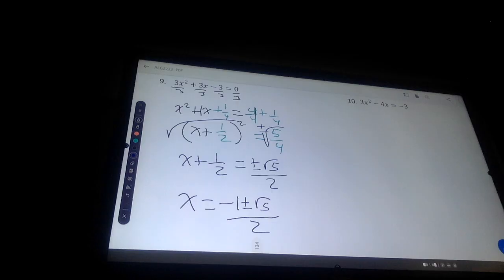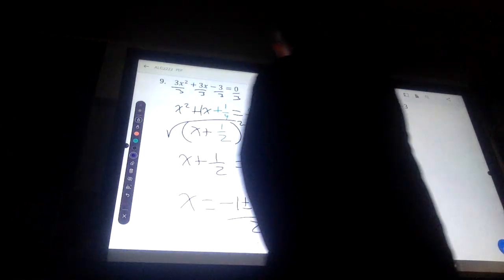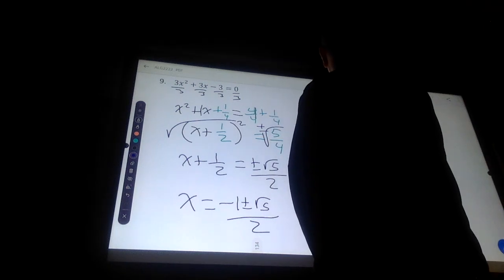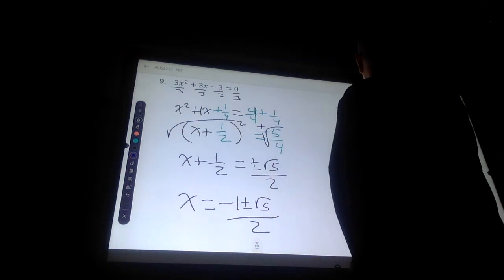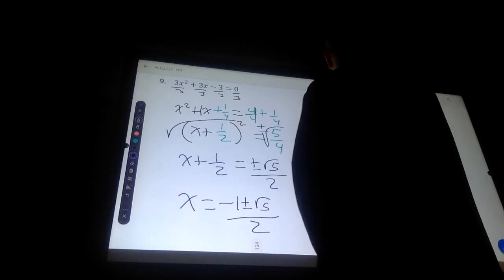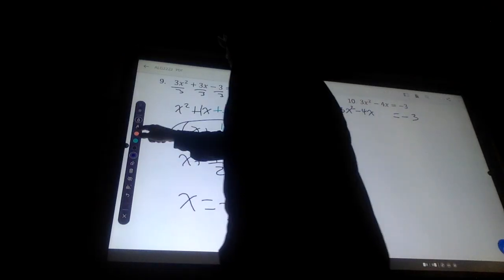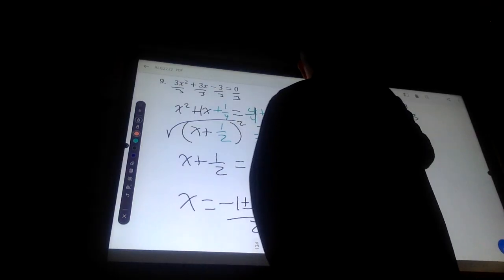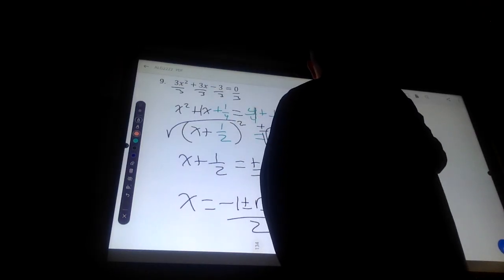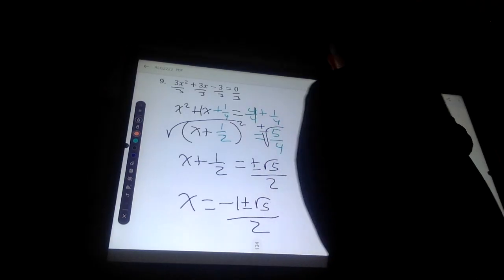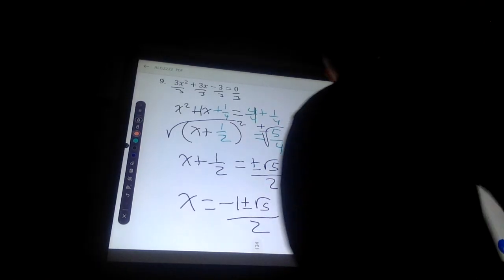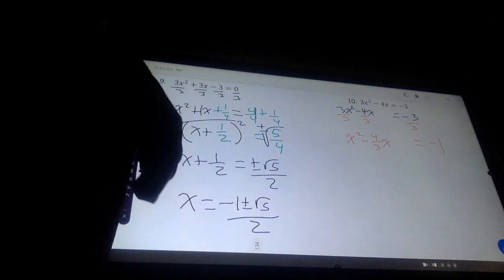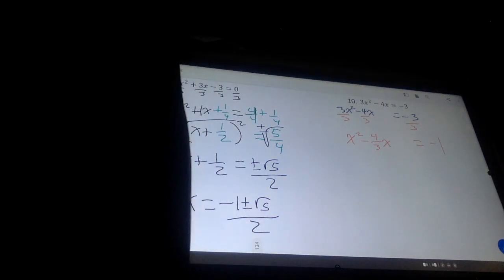All right, number 10 is already set up to start completing the square. We just want to make sure we have a space. So 3x squared minus 4x, space. Before I do that, I need to divide everything by 3. So x squared minus 4 over 3, x. Negative 3 over negative 3 is negative 1. All right. Don't panic with the fraction.